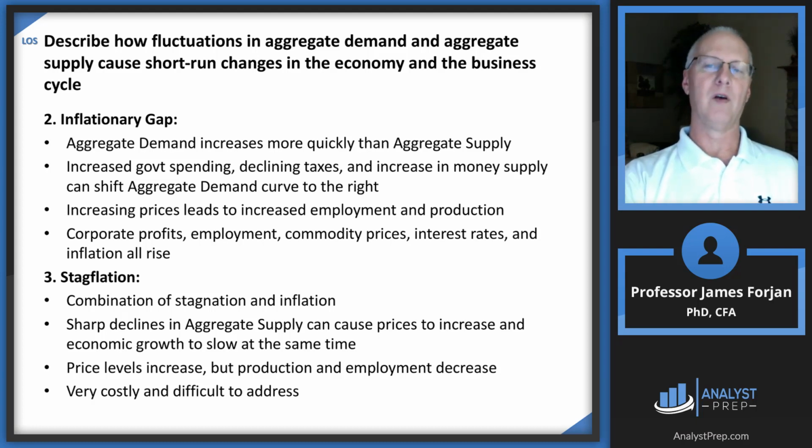So what do we have here? We have the simple fact that aggregate demand is going to increase more quickly than the aggregate supply, because I may demand more donuts today, but the donut factory might take, I don't know, a week or 2 weeks, maybe even longer to catch up with that in the aggregate. Increasing prices tend to lead to increased employment and production. And then corporate profits, employment, commodity prices, and inflation all rise.